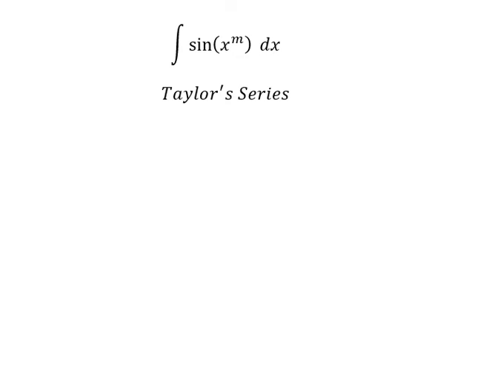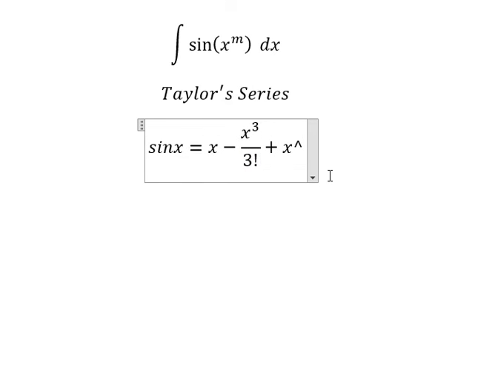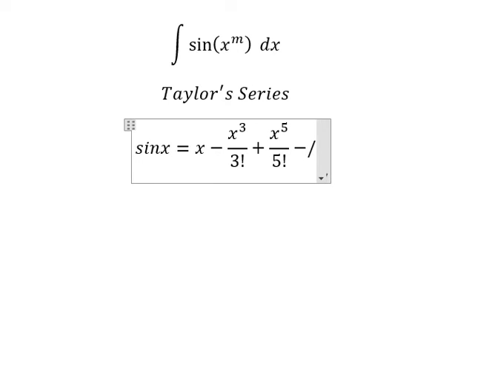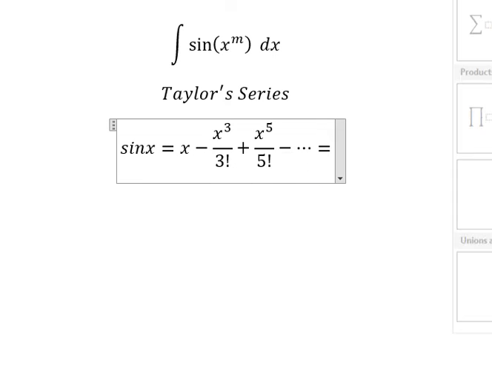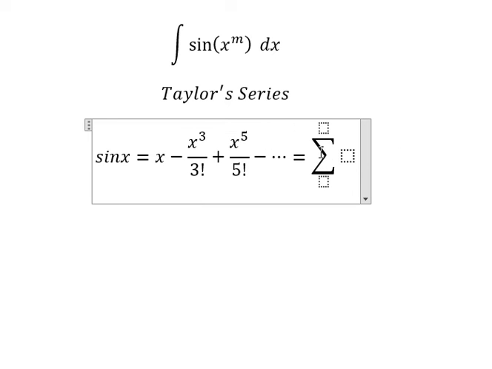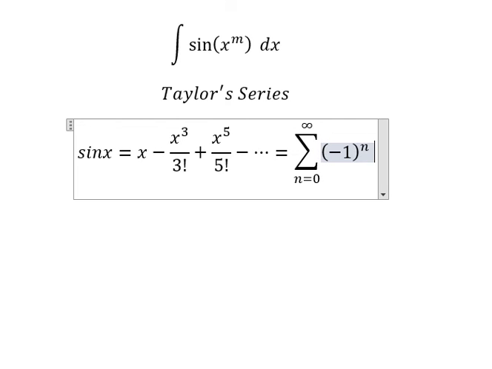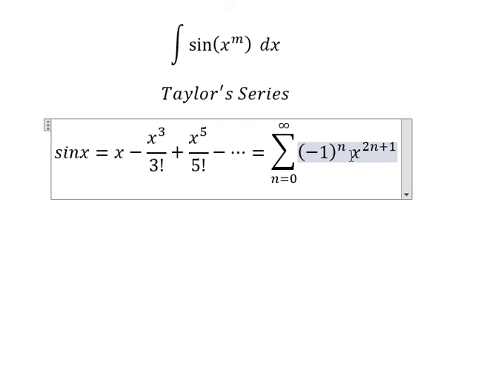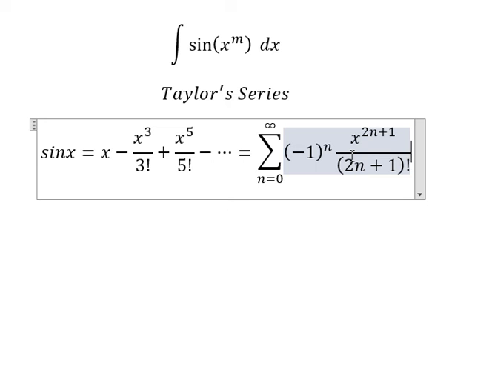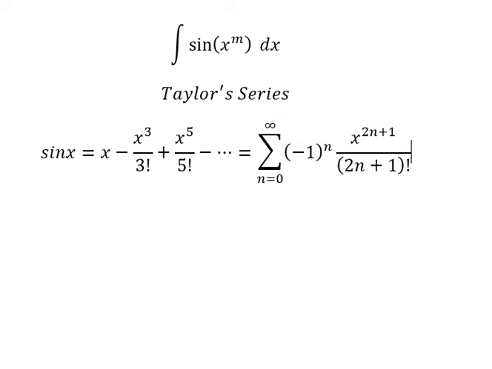So we have the series of sine s equals s minus s to the power of 3 over 3 factorial plus s to the power of 5 over 5 factorial and so on in here. And this one we can simplify by the summation n equals 0 to positive infinity. So that should be like this.